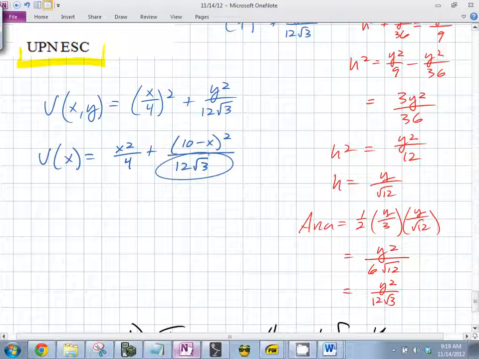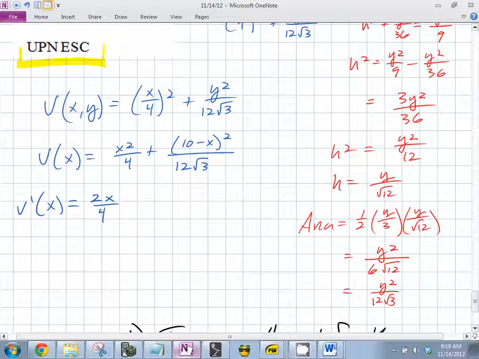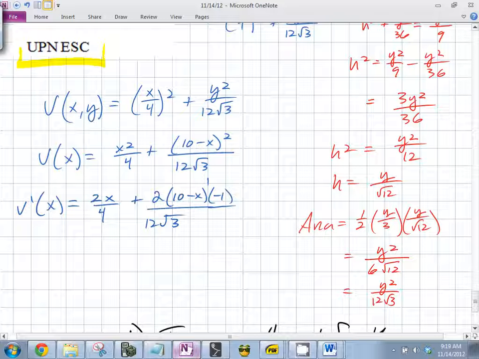Plus what? 2 times 10 minus x to the what power? Times what? -1, right? So we now have x over 2 plus, or sorry, not plus what? Minus, right? Minus 10 minus x all over 6 root 3 equals 0 right here. What did I do there? I canceled the 2. Does everybody see how I canceled the 2? And do you notice how I kept the parentheses around the 10 minus x?